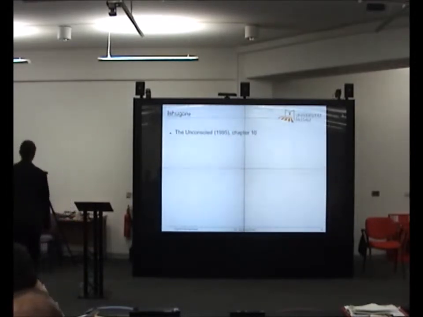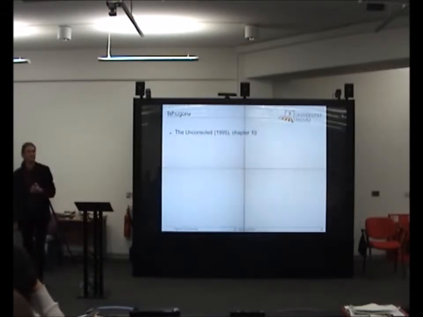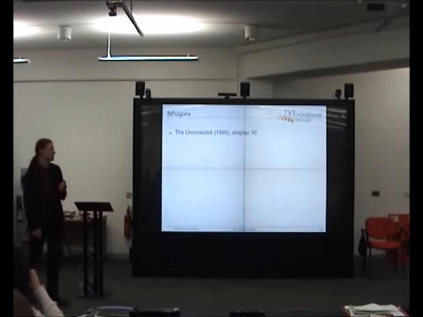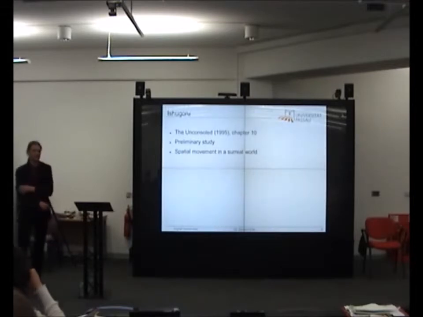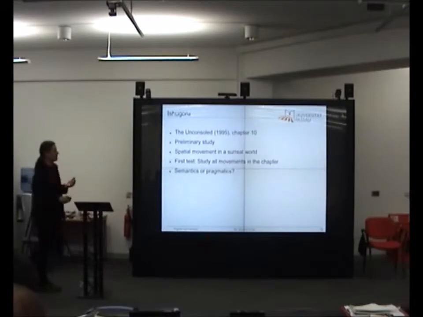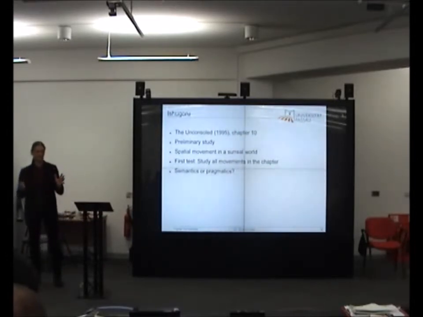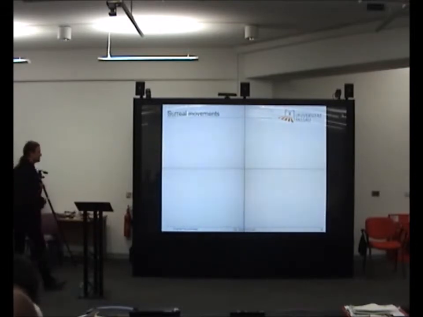Then I tried to play a little with this method and this thinking based on Ishiguro's book, The Unconsoled, from 1995. And this is a short preliminary study of chapter 10 of the book. The book basically describes a surreal world at many levels, also spatially, but also persons and everything. It's totally surreal. What I tried to do was look at all the movement in this chapter, because it describes an impossible world in a way, to see whether this is a semantic thing or a pragmatic thing. That was just a simplified question in a way to organize my own thoughts about it.